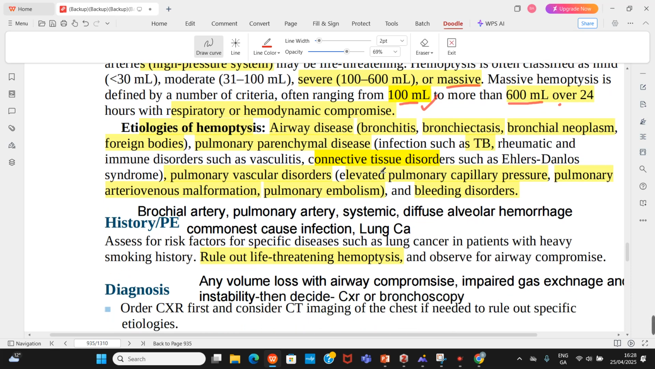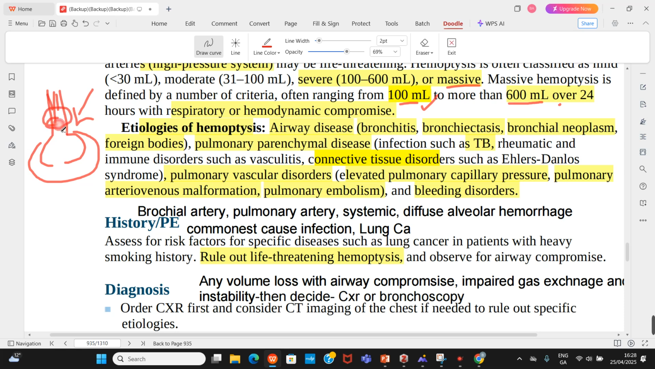So what are the etiologies? Just look at the airway. This is the airway. Look at problems with the lungs. Airway leads to the lungs, kind of. Look at problems around the vessels of the lungs, and external factors like coagulation disorders. So for the airway, it could be chronic bronchitis. They can have hemoptysis. People with bronchiectasis, don't forget, that one is even classic. Bronchiectasis. Hemoptysis is one of the number one things.